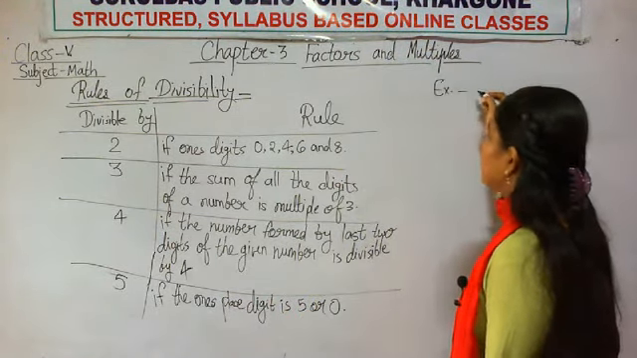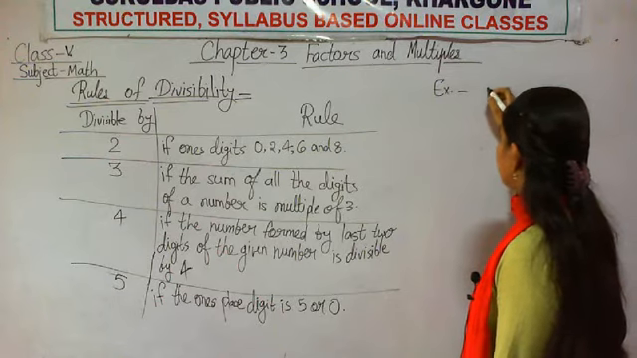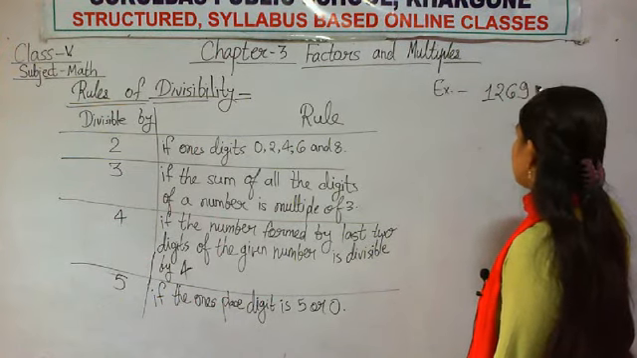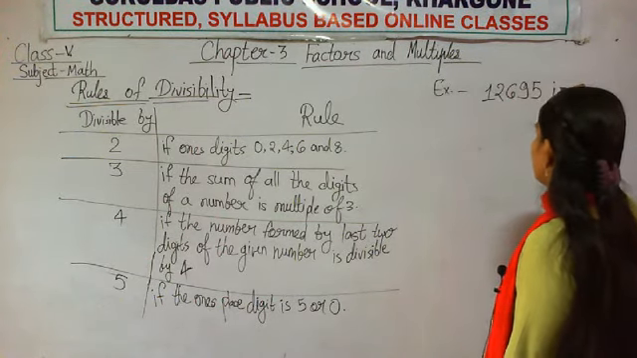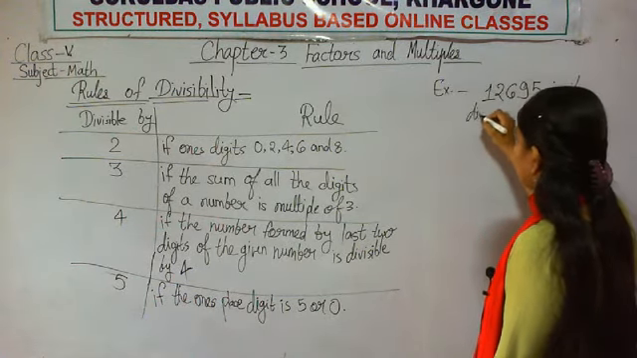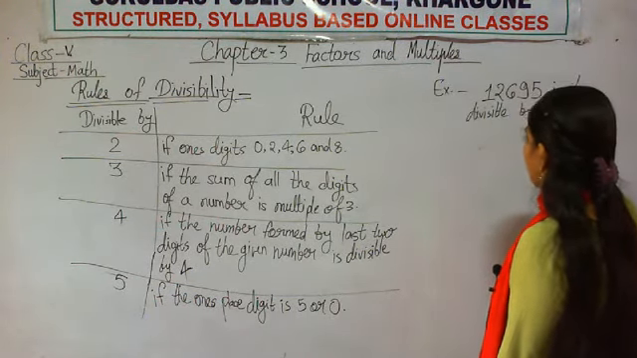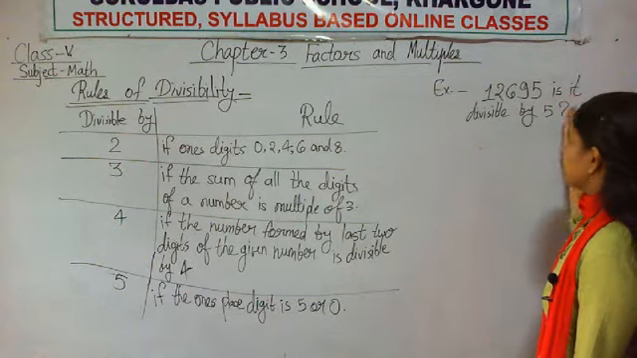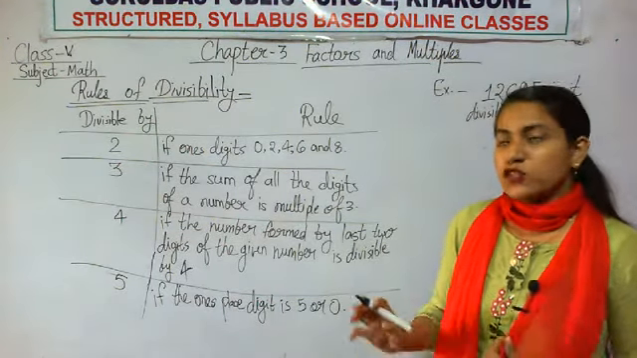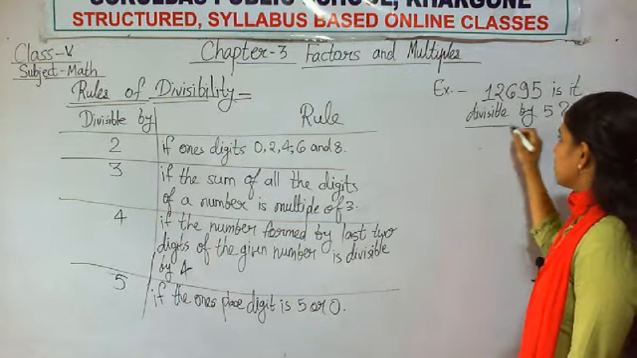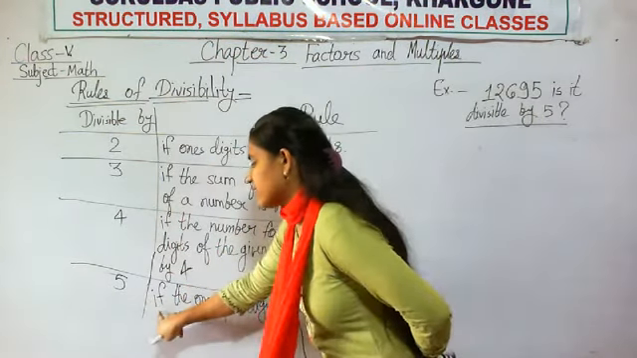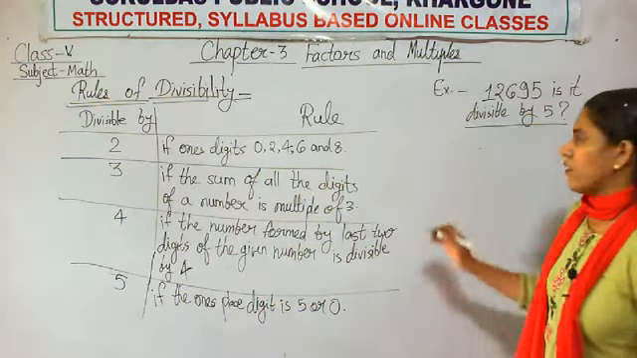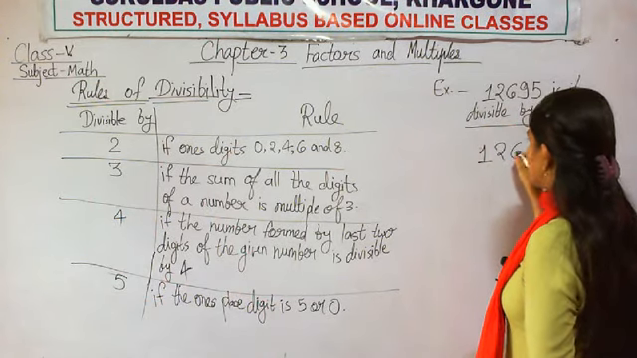Let's take an example. Suppose you want to check the divisibility of the number 12,695. Is it divisible by 5? So you have to apply the divisibility rule of 5. The rule says that if the ones place digit is 5 or 0, then the given number is divisible by 5. So your given number is 12,695.